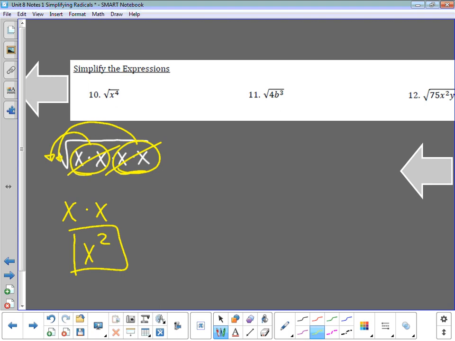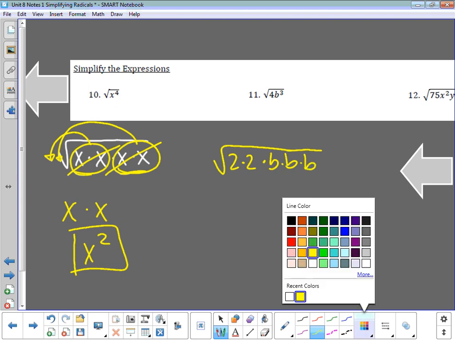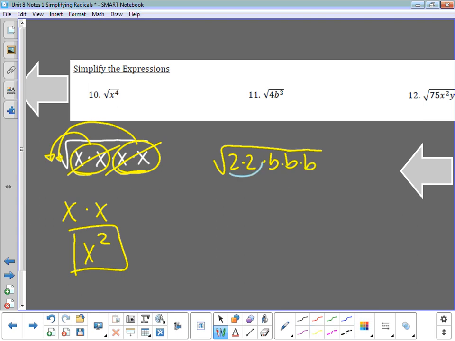If I look at 4b to the 3rd, I have the square root of 2 times 2, that's the breakdown of 4, and then I have 3 b's. Okay, so now let me find my pairs. Here's a pair that can come out front, and here's a pair that can come out front. So I have 2b outside, this canceled, that canceled, this is left underneath. So I have the square root of b underneath, 2b square root b.